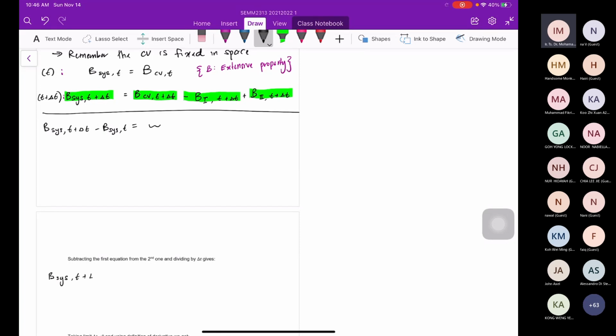T plus delta T minus B of the system at time T equal to B control volume T plus delta T minus B control volume at time T minus B I plus, sorry, this is T plus delta T plus B at T plus delta T. This is all of these must divide with time.